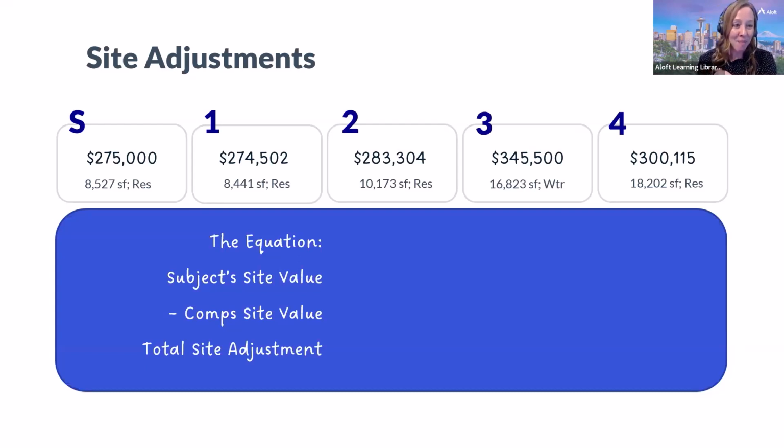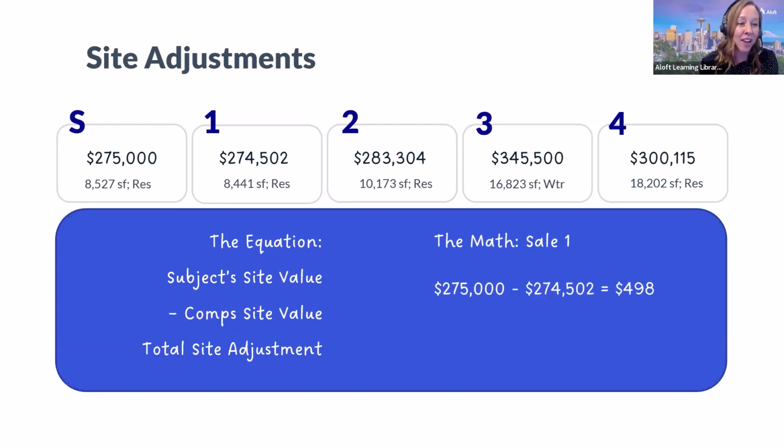So let's do the math of sale 1 first. We have its site value of 274,000. We subtract the 275,000, and then we subtract the 240,000, and we get $500, right? Well, the reality is nobody's making that adjustment. So our adjustment on the sales comparison grid between the subject and sale 1 would actually be $0, most likely. If you want to make a $500 adjustment, by all means, go ahead. But I tend to round.